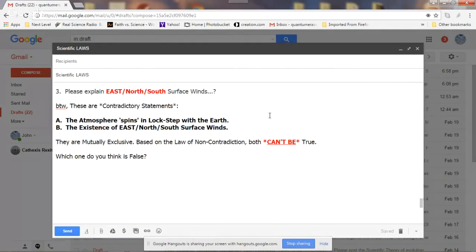Well, I've been raised believing that the Earth spins and that it's a ball, and I know Wikipedia and RationalWiki tell me it is. So I would say that B isn't true. It just can't be true. So there's no east, north, and south surface wind. I would suggest not to attend any meteorological schools.